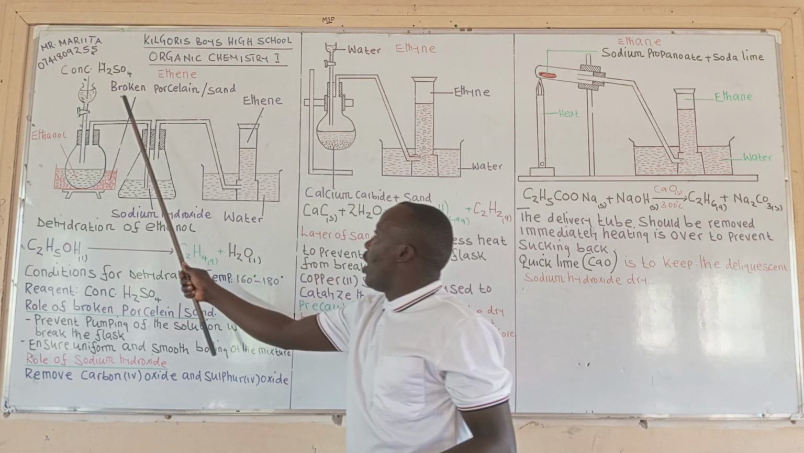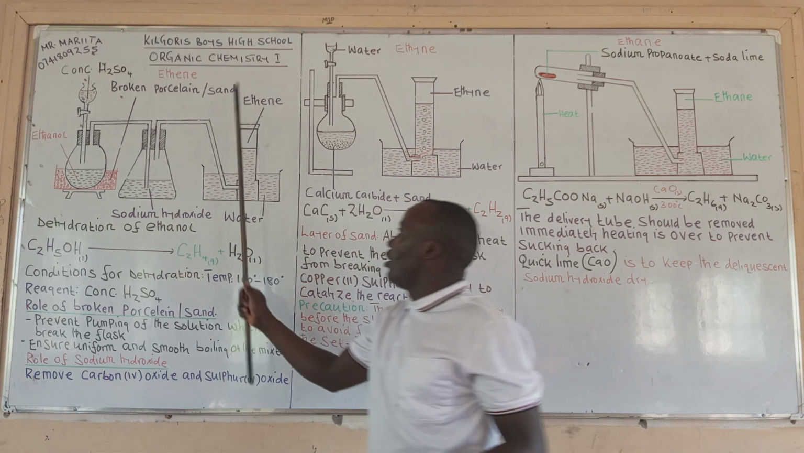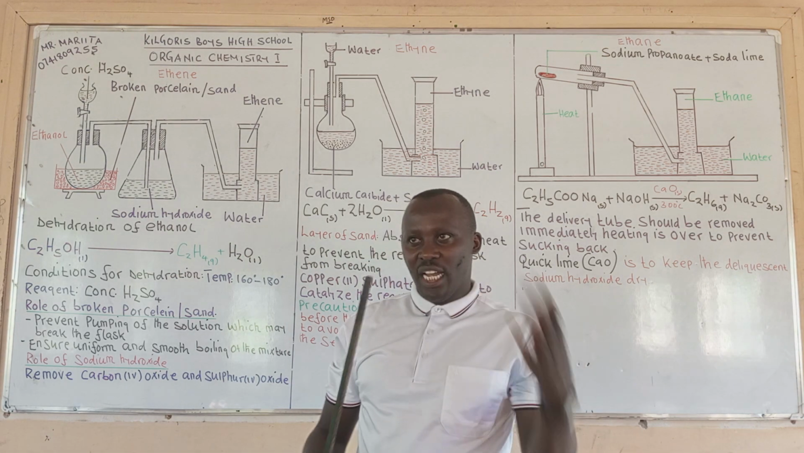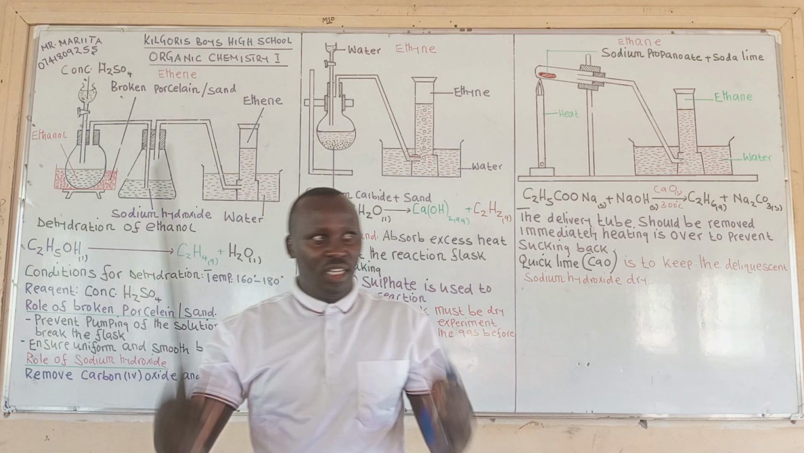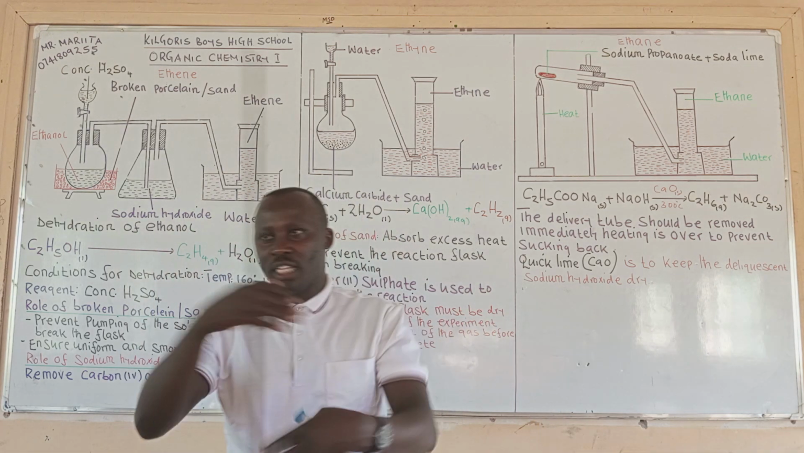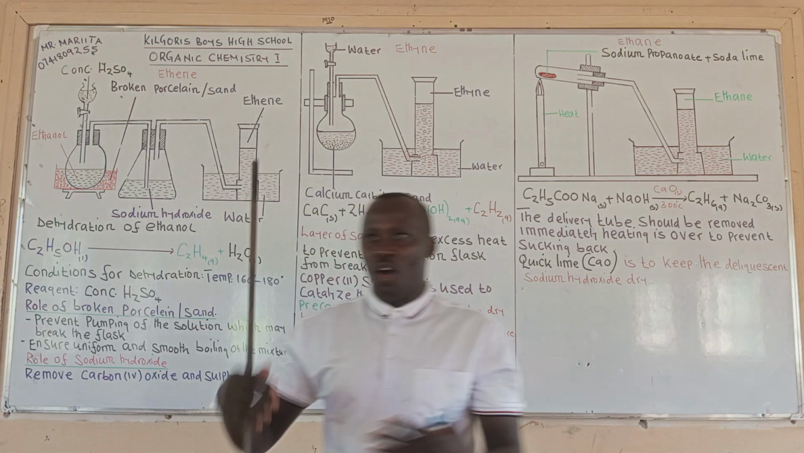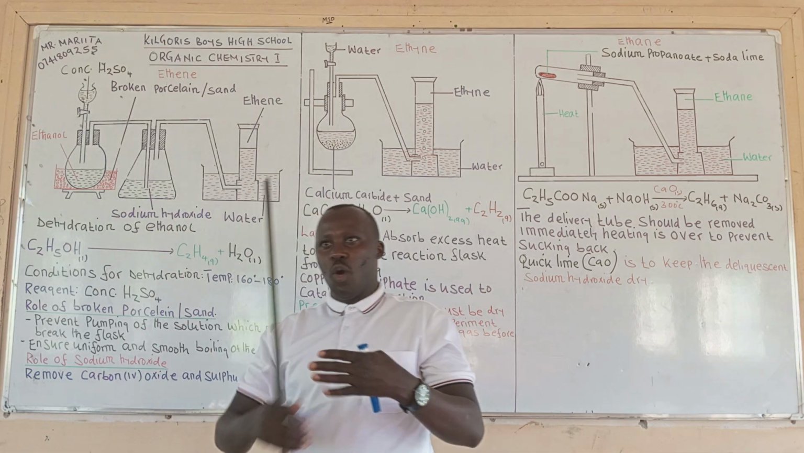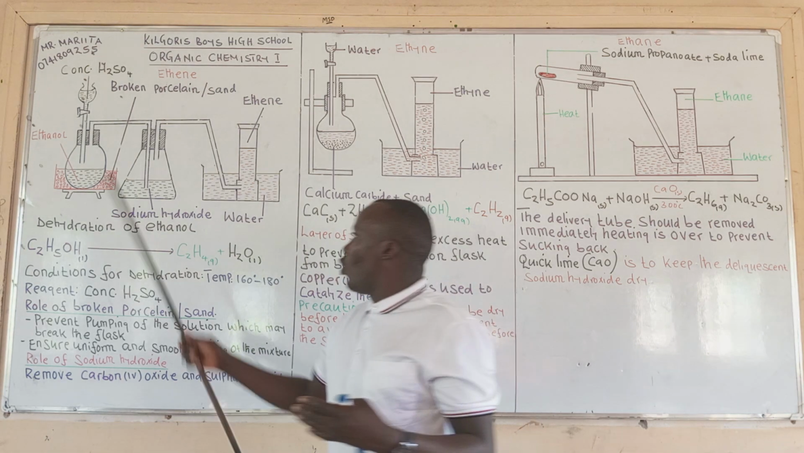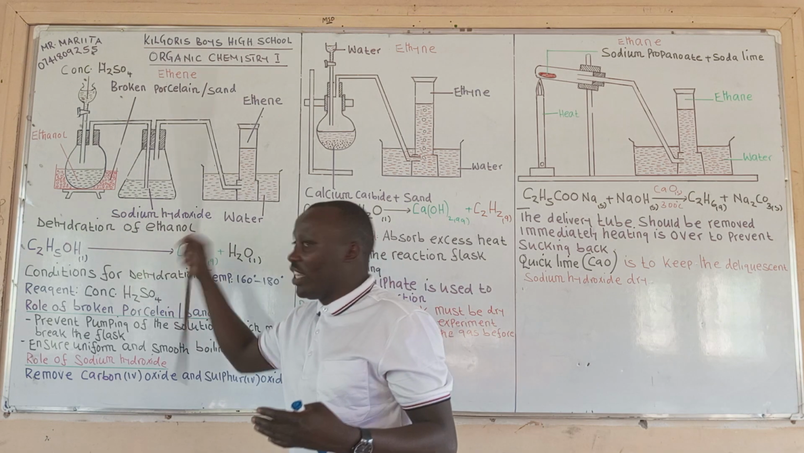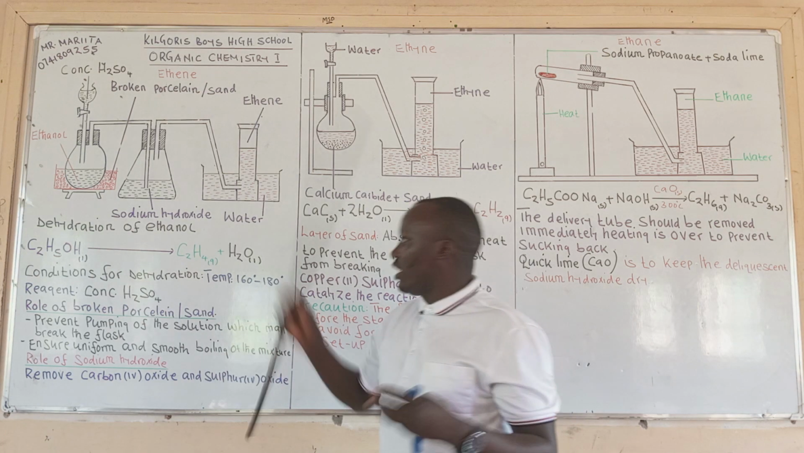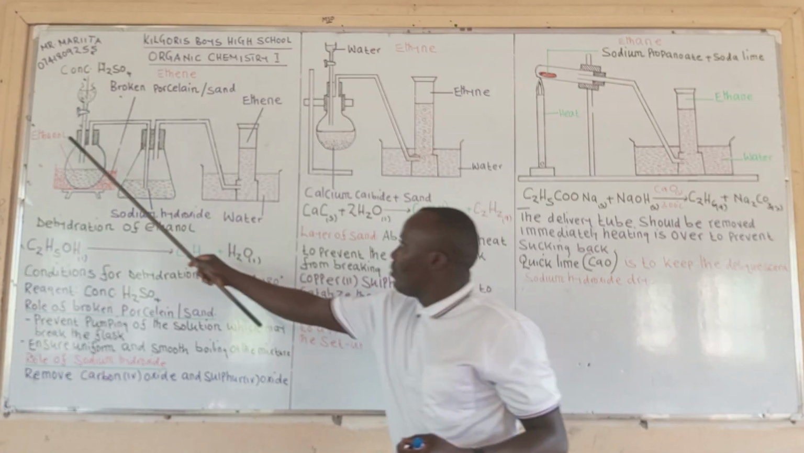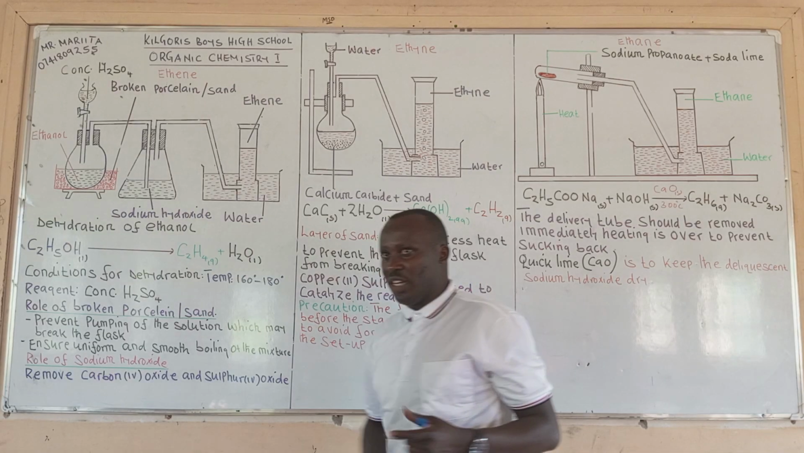And of course, you are supposed to know the property that makes this gas to be collected by this method. Then we have the broken porcelain or sand. What of course is the purpose here? You understand that a reaction between ethanol and concentrated sulfuric acid is highly exothermic. Therefore, a layer of sand or broken porcelain is placed here to absorb the excess heat, which might break this flask.